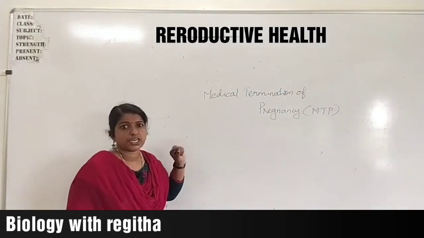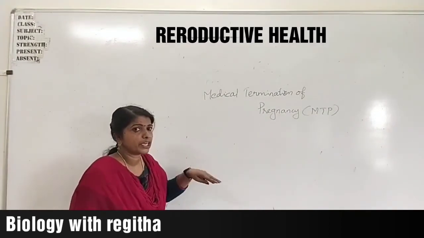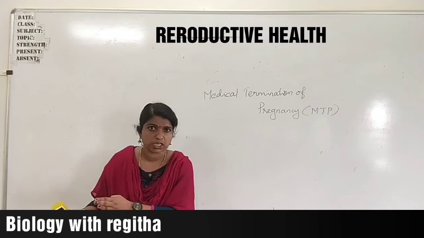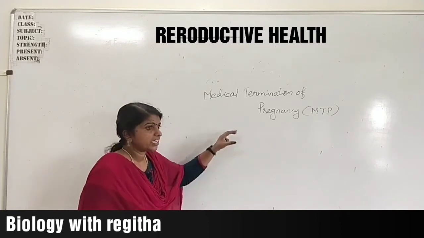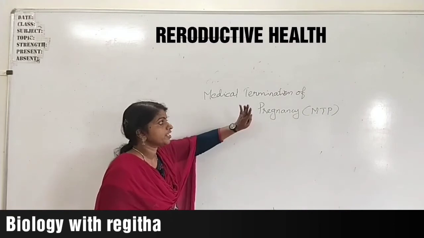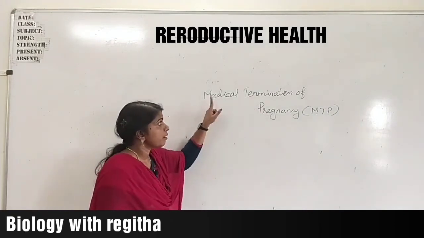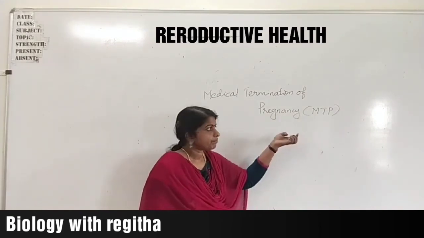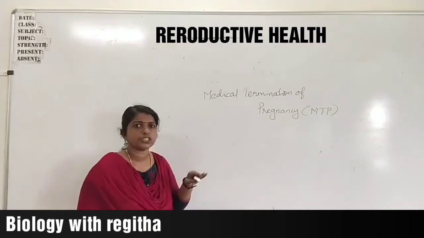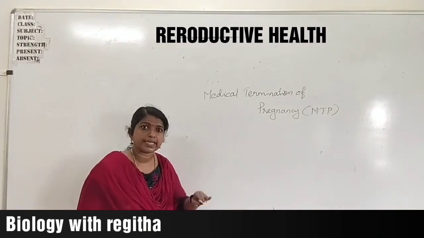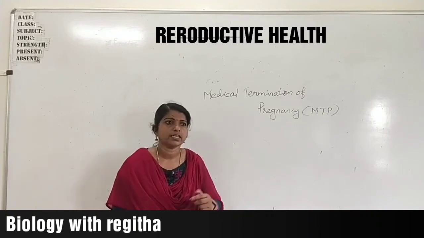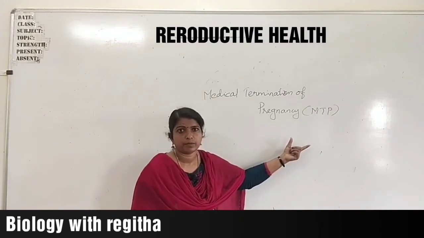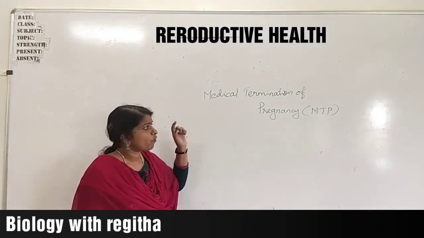Medical termination of pregnancy is the intentional or voluntary termination of pregnancy before the full term. You know, the gestation period is 9 months. But before that, voluntarily, intentionally, purposefully terminate the pregnancy. That is known as medical termination of pregnancy, or MTP. And the Government of India legalized this MTP with strict conditions to avoid misuse of it, because many times these MTPs are misused.